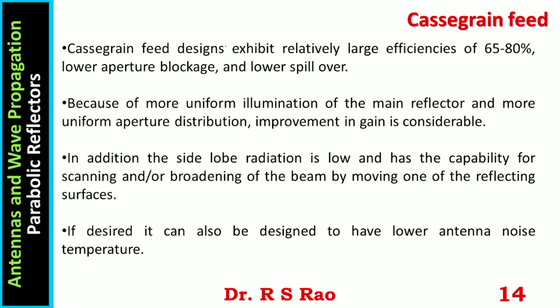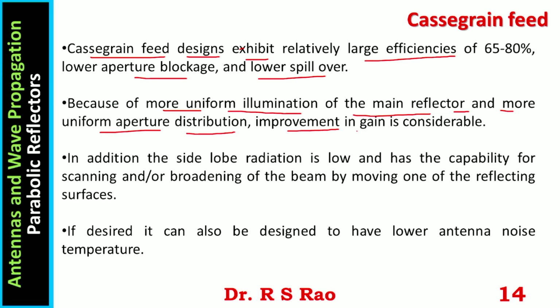Some more points regarding Cassegrain feed. Cassegrain feed designs exhibit relatively large efficiencies. They range from 65 to 80%. They also exhibit lower aperture blockage and lower spillover. Because of more uniform illumination of the main reflector and more uniform aperture distribution, the improvement in gain is considerable. These are the positive aspects, useful aspects, relative merits of Cassegrain feed.